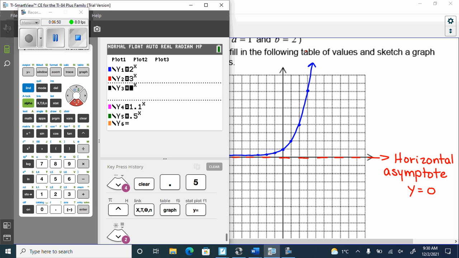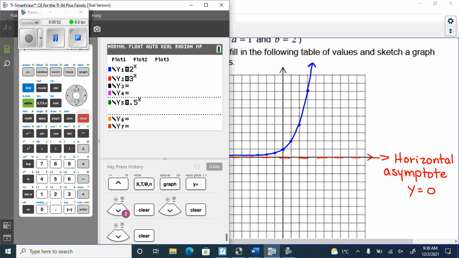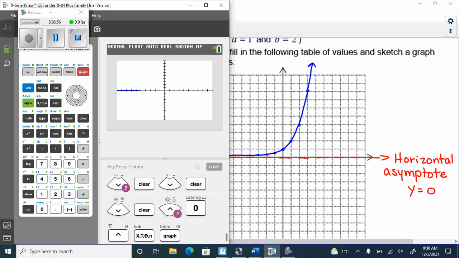I'm going to take some of these out. Do a 0 to the x. What's 0 to the 1? 0. What's 0 to the 2? 0. 0 to the 3, 0. 0 to the 4, 0. So it's just the line y equals 0. So it's not an exponential as well. So 0's out, 1's out.